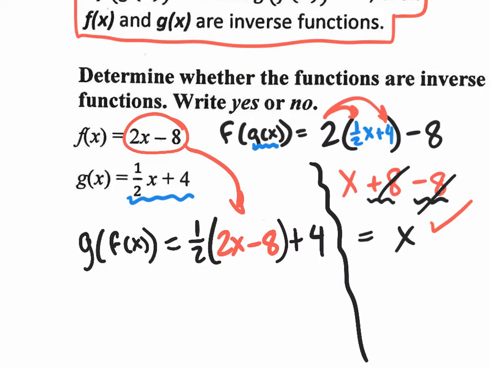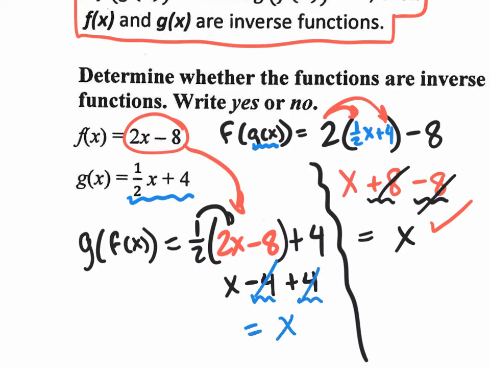So when we distribute that 1/2, we end up with 1/2 times 2x. That becomes a 1x. Or you could just put regular x. I know, this math sucks. I'm sorry. And then 1/2 times negative 8, that becomes negative 4. And of course, you have the plus 4 over there. And once again, the minus 4 and the plus 4 cancel out. You end up with just x.